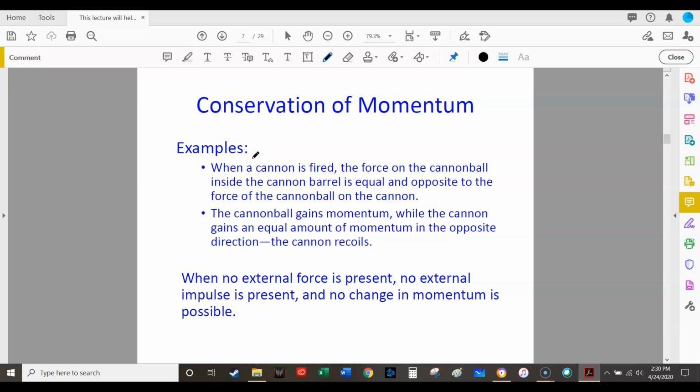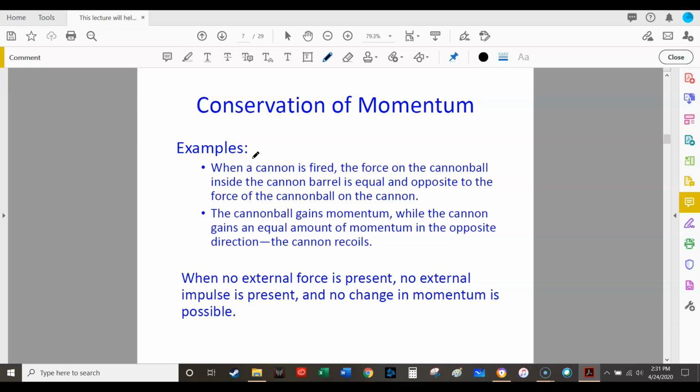Well, there's a lot of examples of this case, and we're going to do a lot of these examples as problems in a minute, but one idea: when a cannon is fired, the force on the cannonball inside the cannon barrel is equal and opposite to the force of the cannon on the ball, right? So this conservation of momentum is an extension of Newton's third law, right?